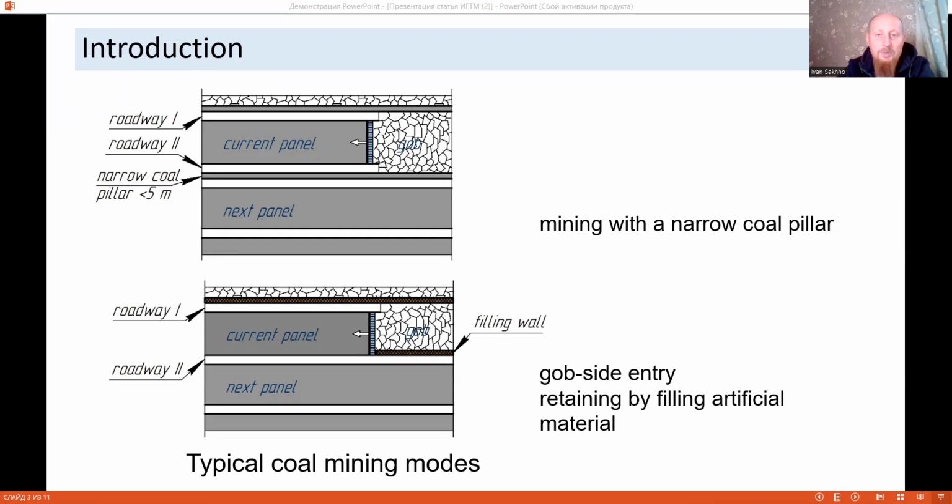Many coal mines use pillarless mining. As you can see on the slide, the gobside entry retaining method requires installation of artificial fill-in walls. The mechanical properties of the fill-in material largely determine the gobside gate road stability. Usually, technologies that came out in recent years have been applied in gobside entry retaining engineering, in which roofs are managed using the caving method. But the high cost limits its wide application.